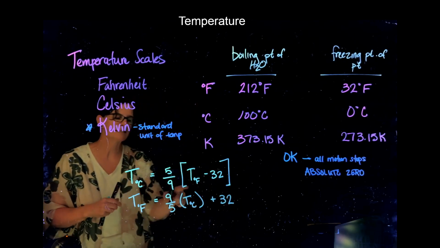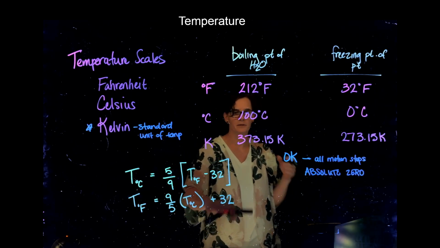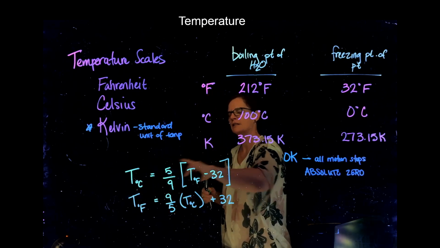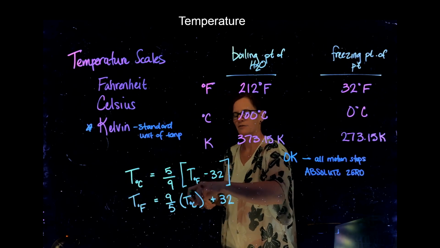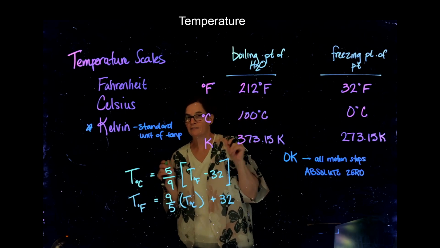So not quite the same. In this case, it's just 9/5 times the temperature in Celsius plus 32. And if I want to go from the temperature in Fahrenheit to the temperature in Celsius, it's 5/9 times the quantity, temperature in Fahrenheit, minus 32. Those are the most difficult ones.